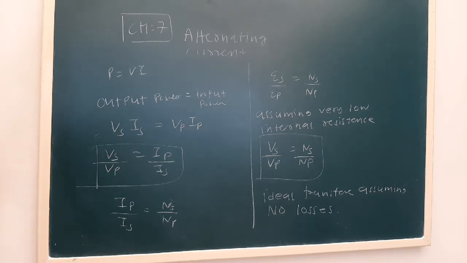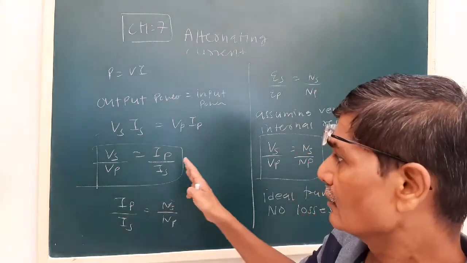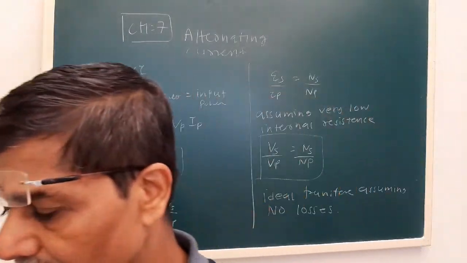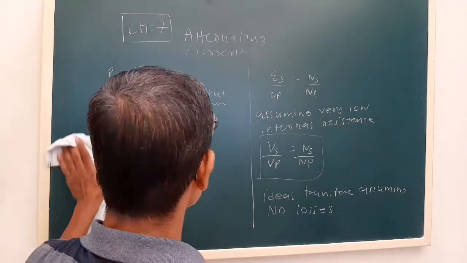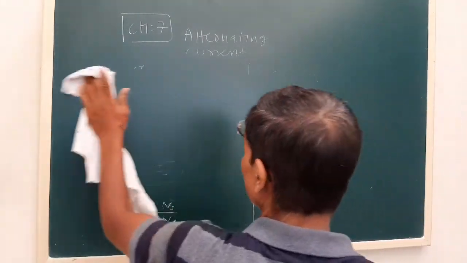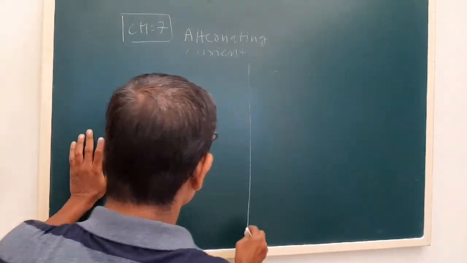So in an ideal transformer, we assume there are no losses. So in that case we can have this equation. But in an actual transformer, some losses are associated with the transformer. Okay, so next we see the losses.